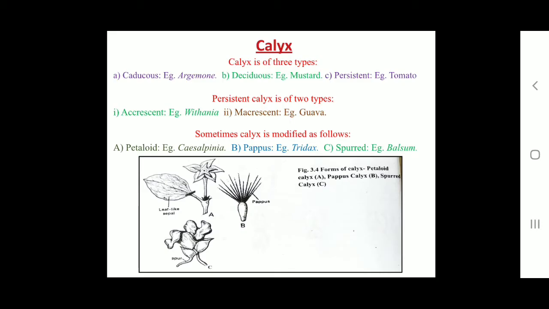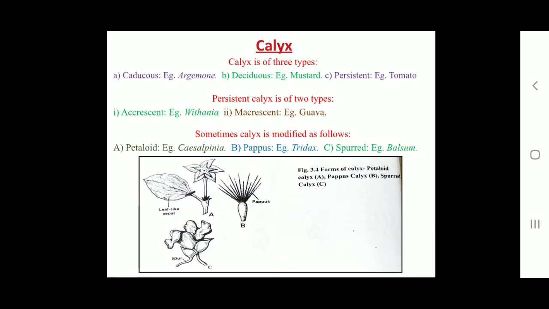The sepals may be free or united. When sepals are completely free from each other, the calyx is called polysepalous, example radish. If the sepals are united, then the calyx is called gamosepalous, example datura. The calyx may be tubular, example datura, or bell-shaped, example hibiscus, or bilabiate, example ocimum. On the basis of duration of sepals in a flower, the calyx is of 3 types. Number 1 is caducous calyx, number 2 deciduous calyx, and number 3 the persistent calyx.